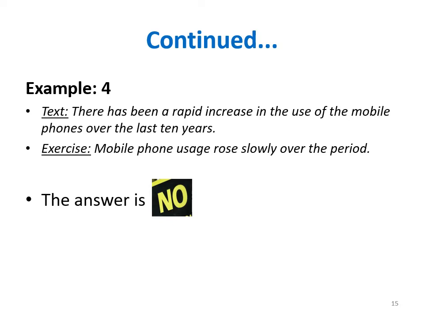Next. There has been a rapid increase in the use of mobile phones over the last 10 years. Now, there is another way of this statement, which is no. Mobile phone users rose slowly. Okay, now this is rapid increase, this is slow increase. So obviously we are talking about rapid increase, not slow increase. So that is also no, because in a way it is contradicting the passage.